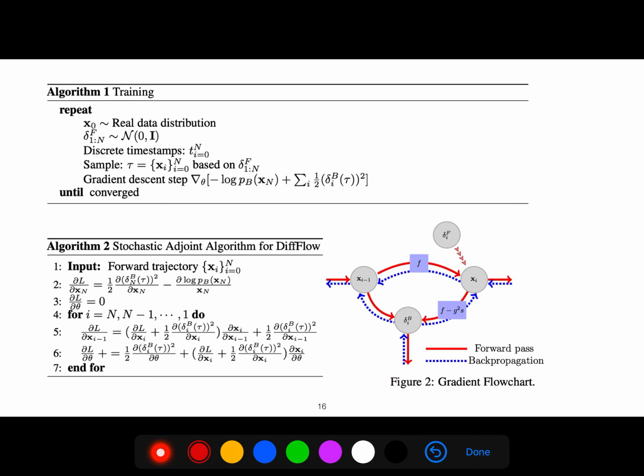And you see here the gradient flow chart. In the training, you have the real data distribution. You sample delta from a normal Gaussian, and then you sample tau. Then you can get your gradient descent step. For the stochastic adjoint algorithm for diff flow, you are given the forward trajectory. You go through these updates.